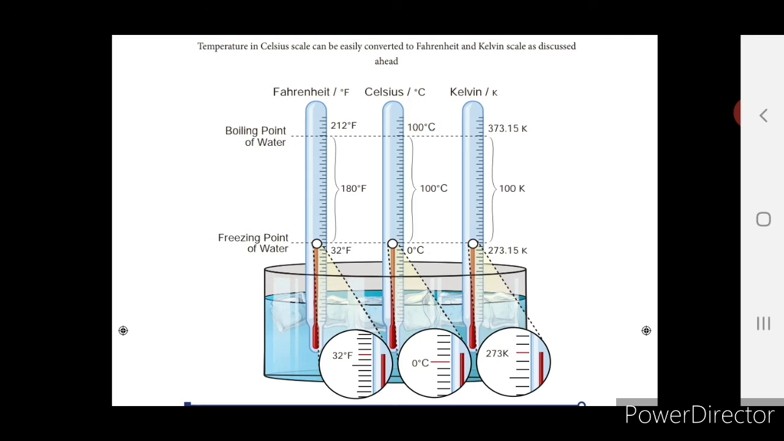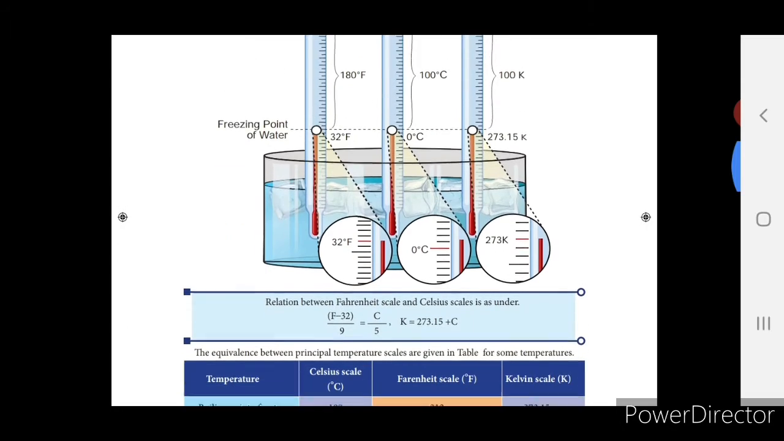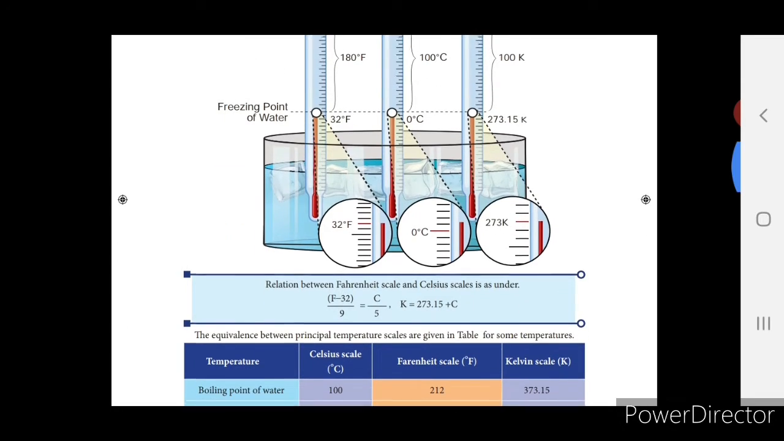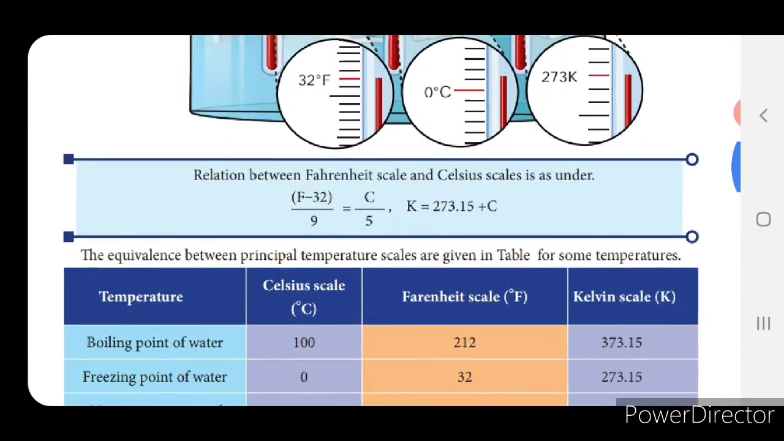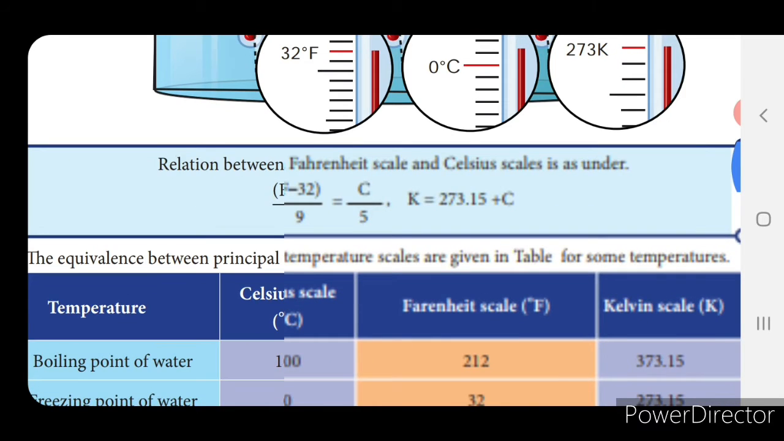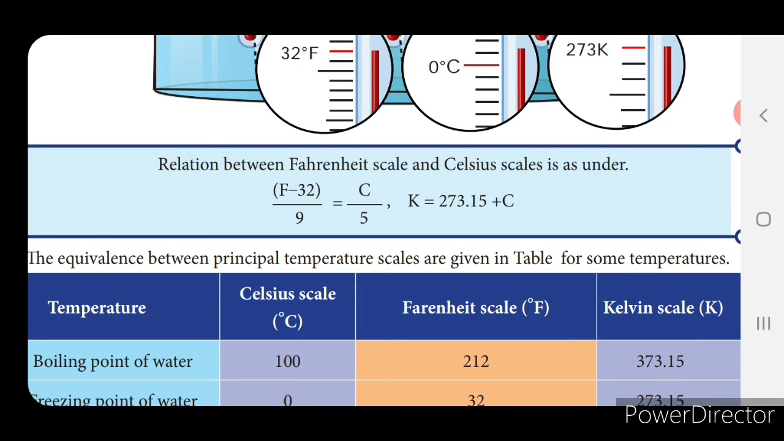In Kelvin scale, the freezing point of water is 273.15 K and the boiling point of water is 373.15 K. Okay children, so the relation between them is very, very important. If you know this, you can do the numerical problems. The relation between Fahrenheit scale and Celsius scale is given here: (F minus 32) divided by 9 is equal to C divided by 5.